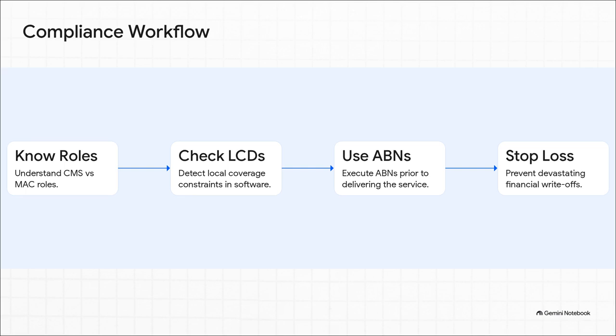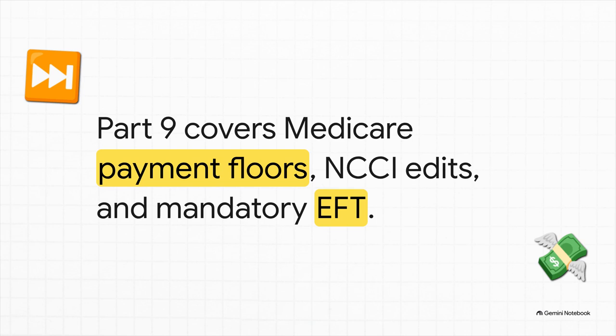Federal rules dictate local policies, which in turn require proper ABN execution right at the front desk. You've officially mastered the hierarchy of Medicare administration. Up next in Part 9, we'll be tackling Medicare claims processing rules, payment floors, NCCI edits, and the mandatory electronic funds transfer, or EFT, requirements.